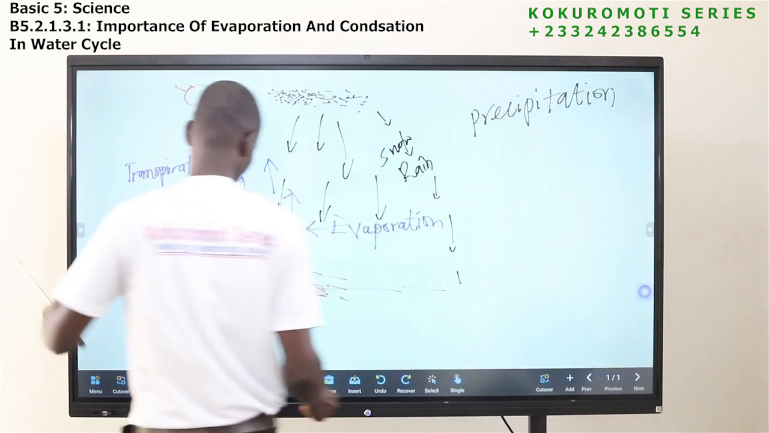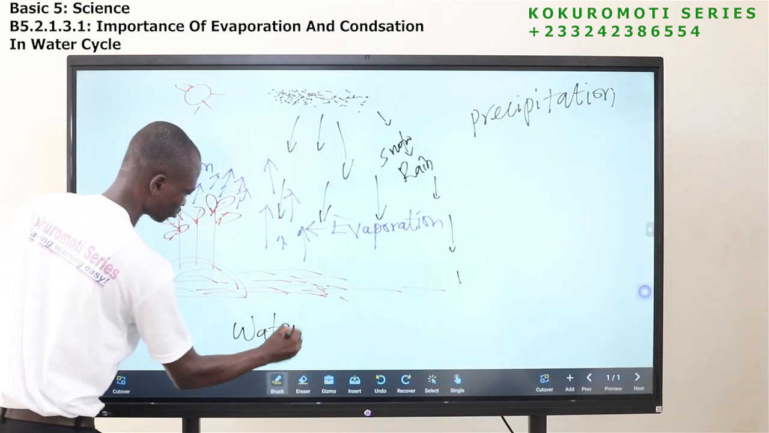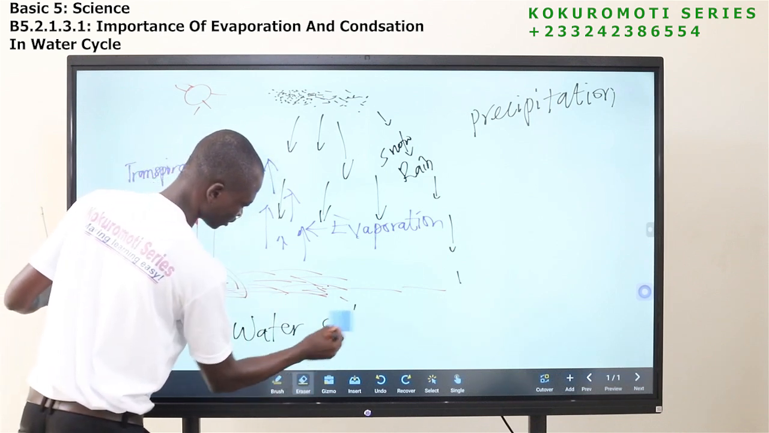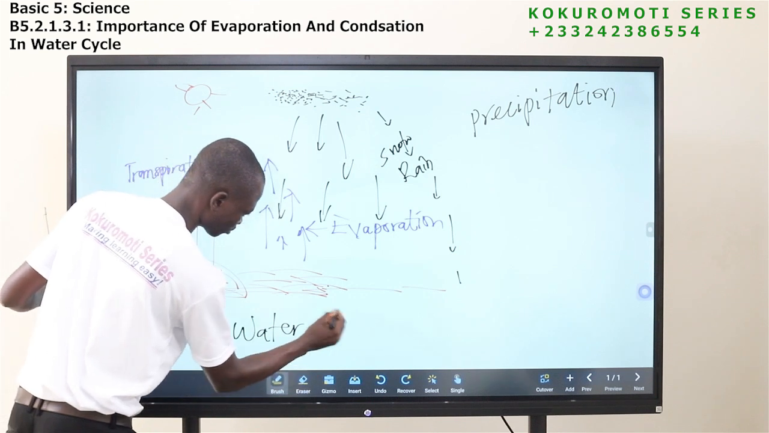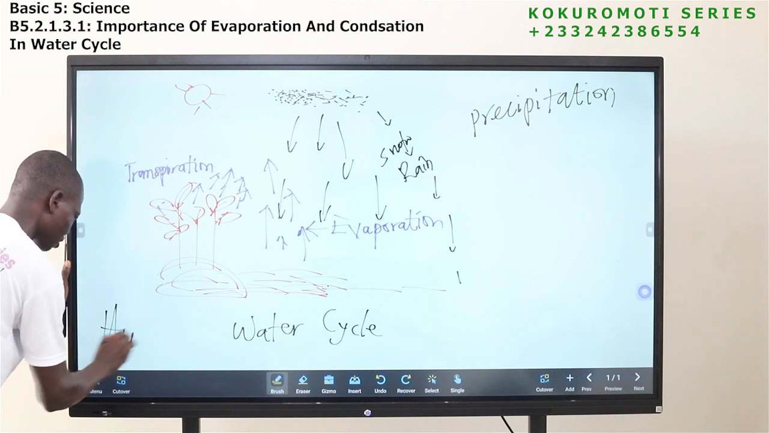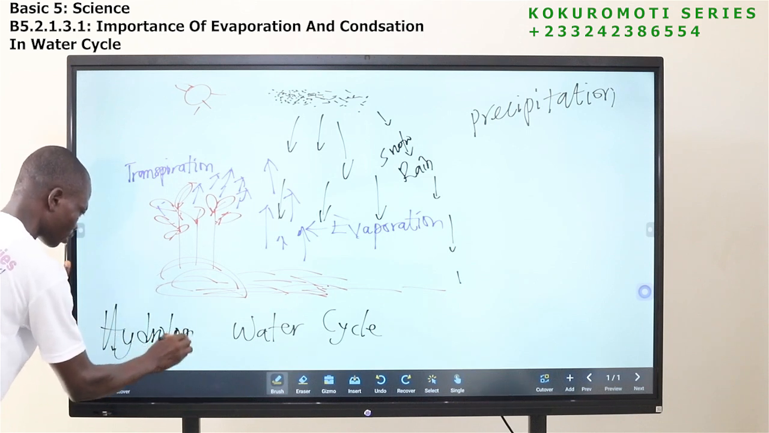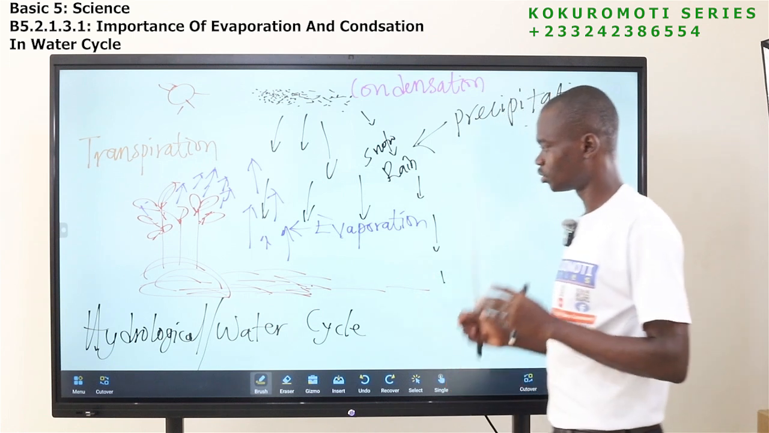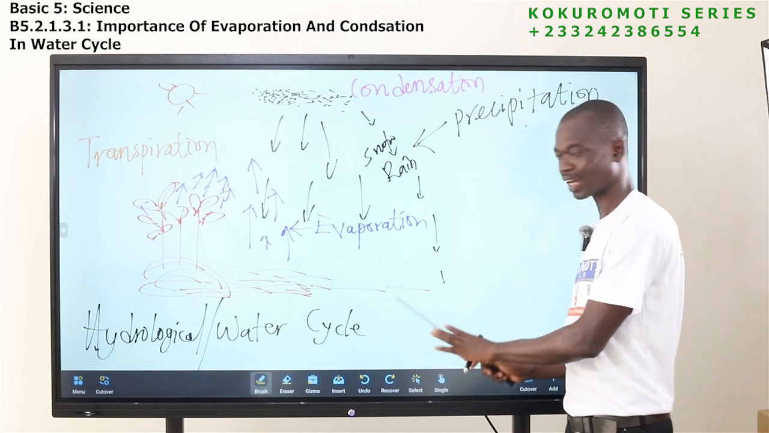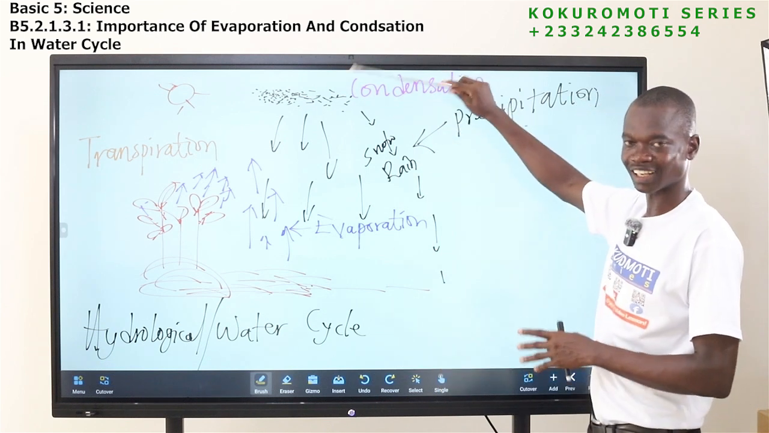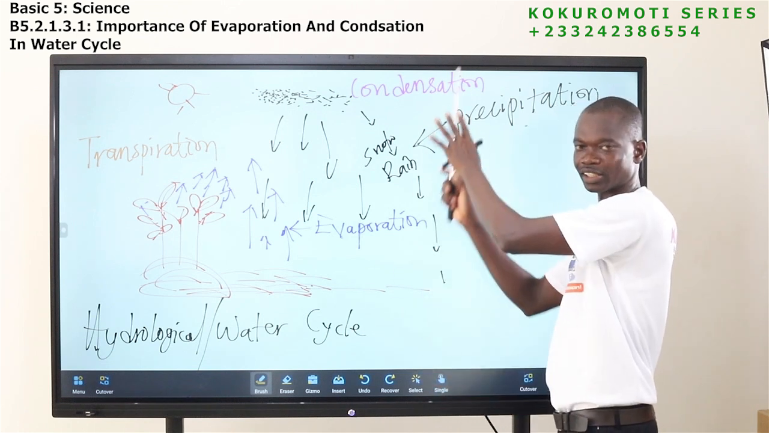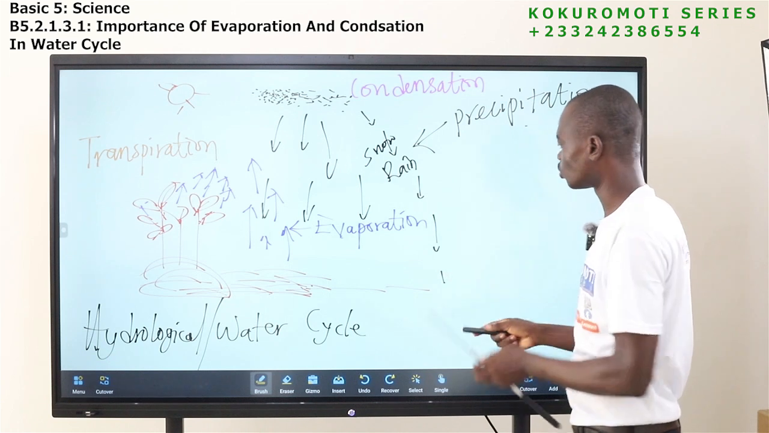So this is how the water cycle, or hydrological cycle, is formed. If you look at it well, you see that the water doesn't stay at one point. It doesn't stay only on land, and it doesn't stay only in the atmosphere. From the land or the earth to the atmosphere, and then it will come back again, and it will go like that. So it's like this.